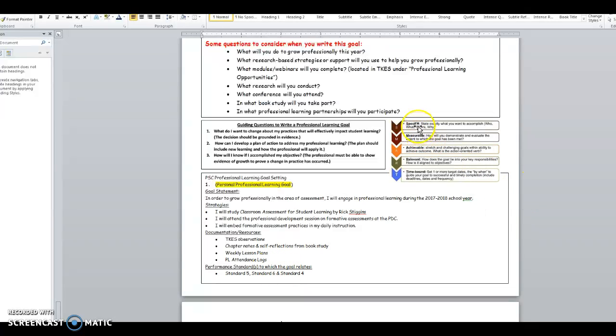You have to make sure that your goal is very specific. What do you hope to accomplish? You can't just say, I'm going to become familiar with the 6th grade standards. That's not a specific goal of how you're going to grow professionally. Is it measurable? Can this be measured? I'm saying that it can be because I'm going to use these things, and then I can look at, is it achievable, realistic, is it relevant, and is it time-bound? So that's this school year.